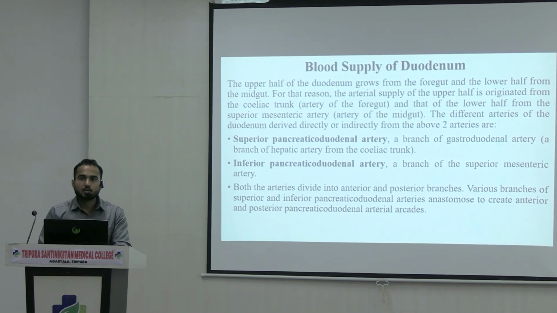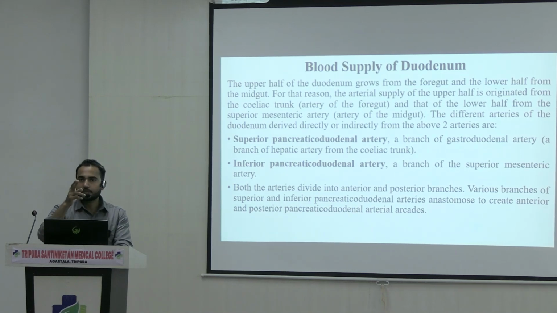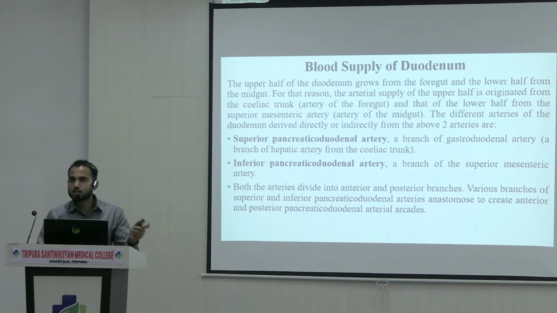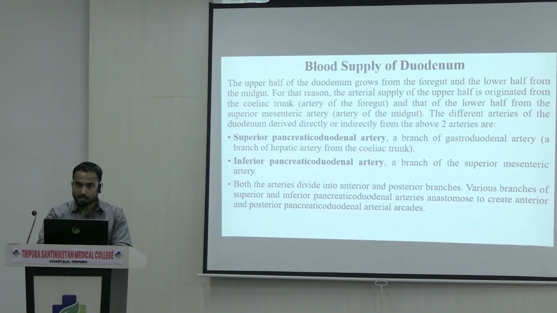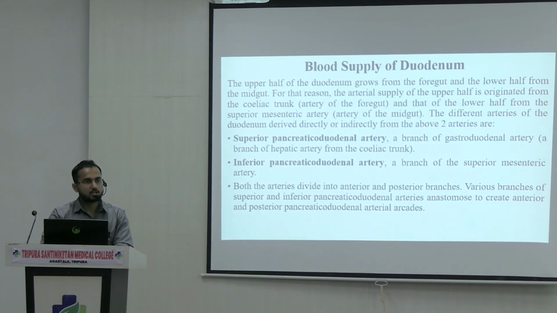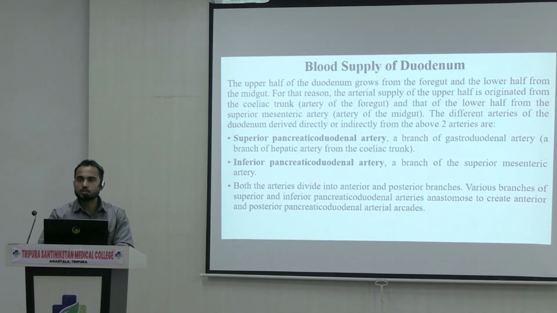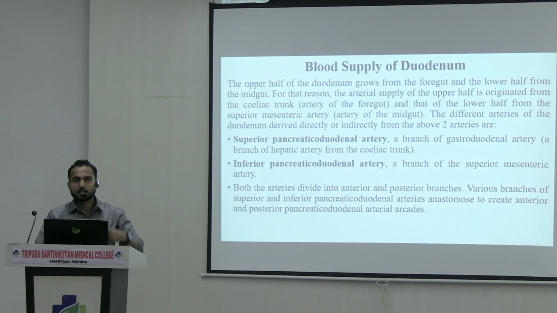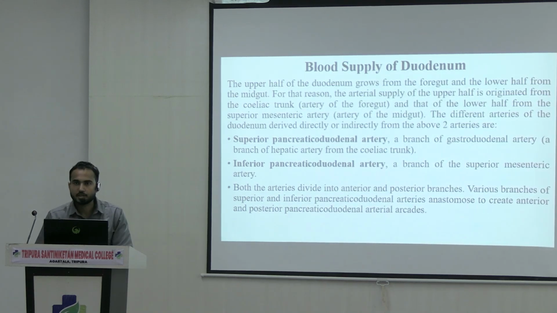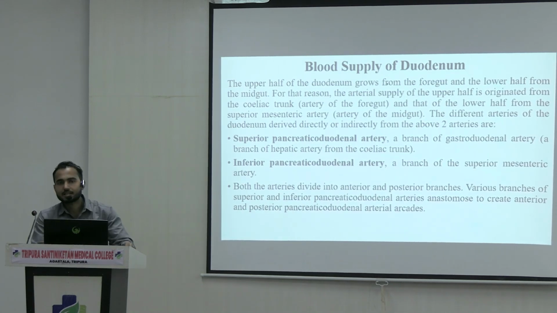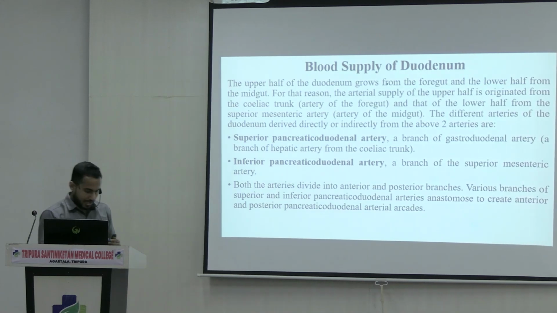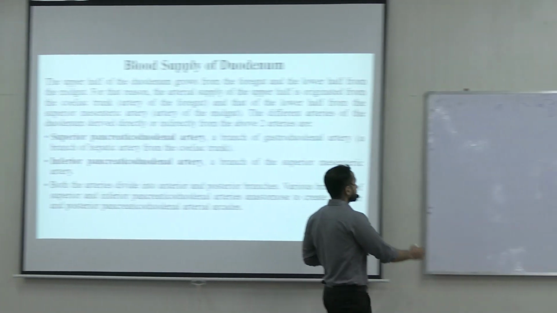Now, here you have to understand one thing. You have seen the second part of the duodenum. Around the concavity of the second part of the duodenum, the superior and inferior pancreatico-duodenal arteries anastomose with each other. Before anastomosing, they give two branches, an anterior branch and a posterior branch. These anterior and posterior branches anastomose with each other around the concavity of the second part of the duodenum, and after that they form the arterial arcades. Now, have you heard about arterial arcades?